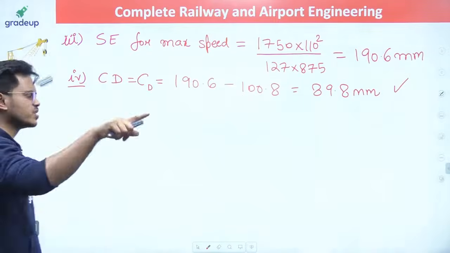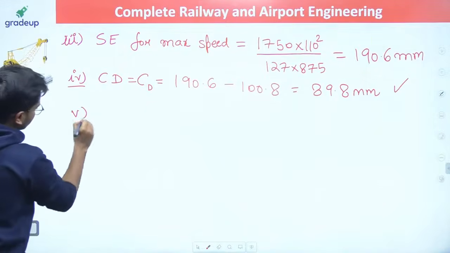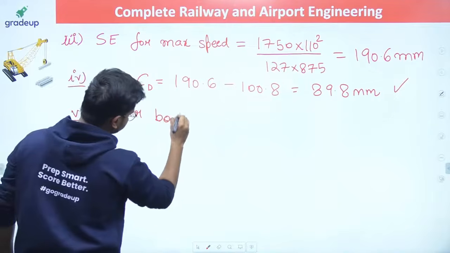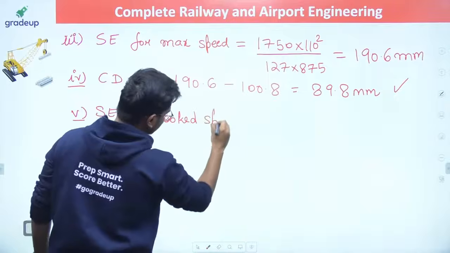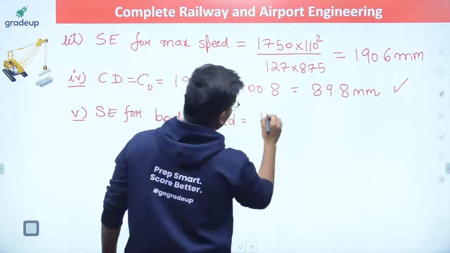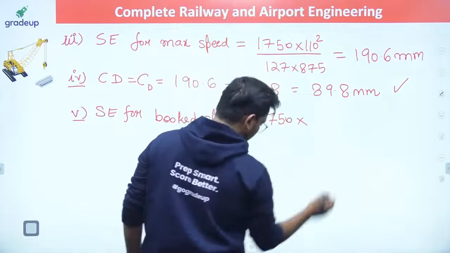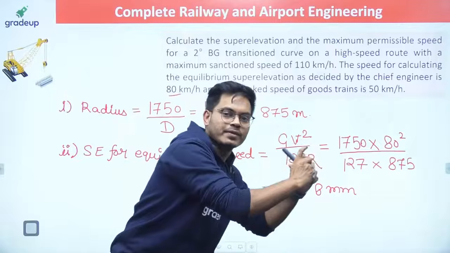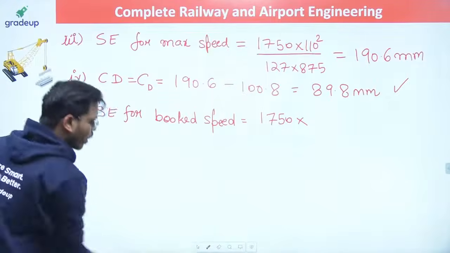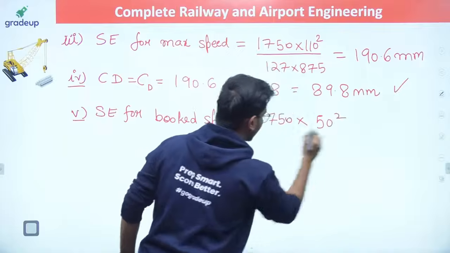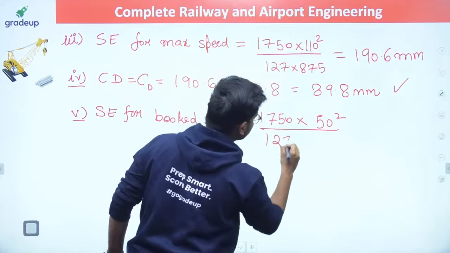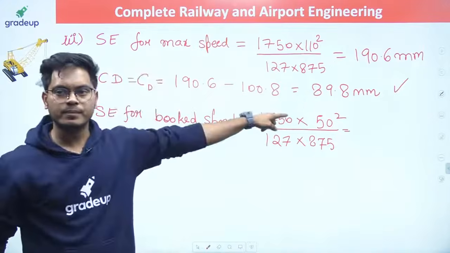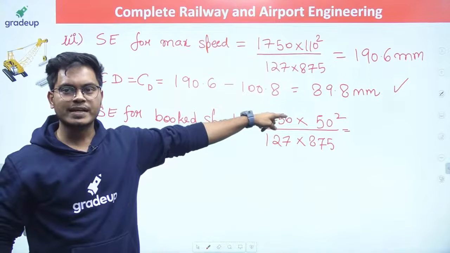Now get me the super elevation for booked speed. For booked speed, it will be 1750 into how much is the booked speed, everyone? It is 50 kmph. This is the minimum limit basically, the minimum velocity. So 50 square divided by 127 into 875. Everybody quickly get me the answer for this.